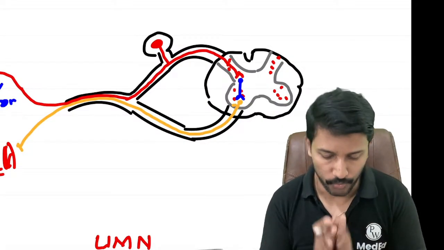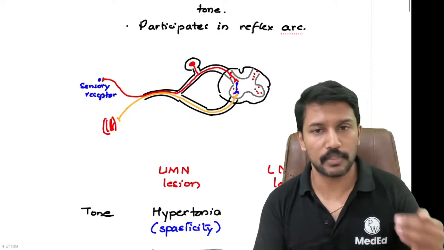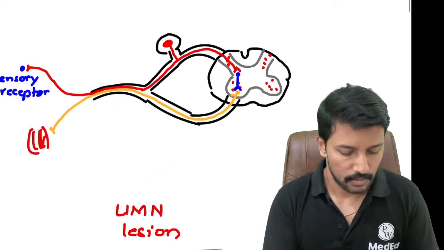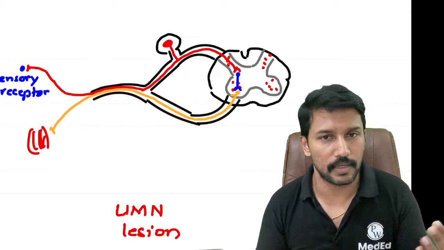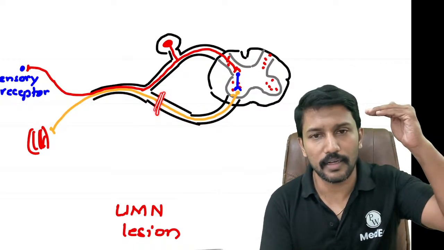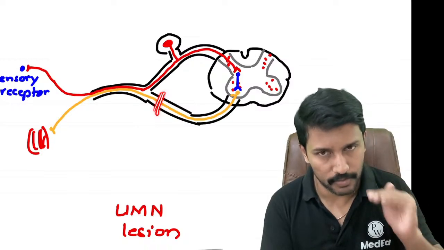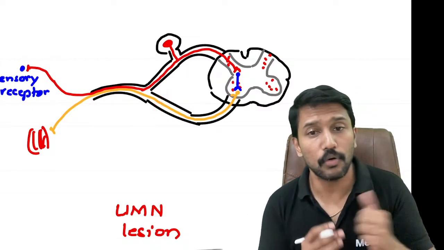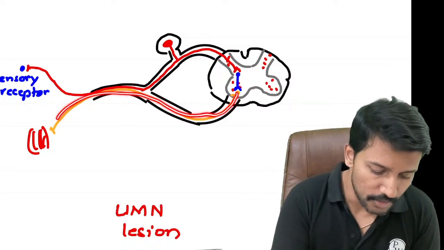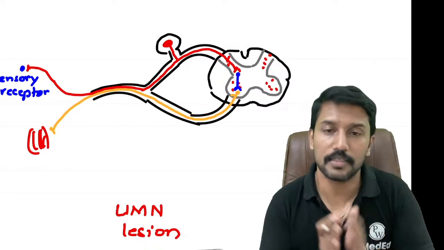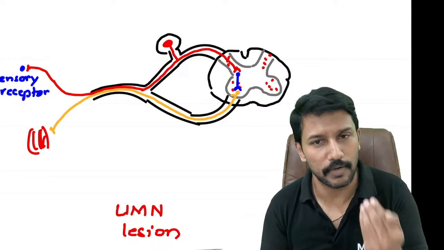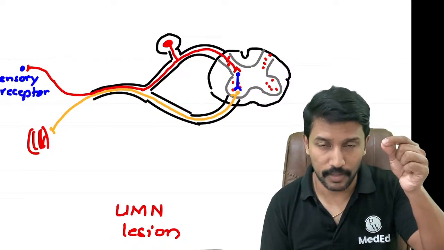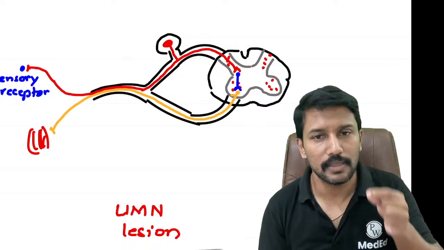Clear? Okay. So now if I do damage to the lower motor neuron, what will happen to the reflex? It is the lower motor neuron which is a part of the reflex arc. So if I damage it, the reflex will get diminished or depressed, or it may get absent. Then what about the tone? It is the lower motor neuron which is continuously sending the signal for the muscle to be in a partial state of contraction. No more signal, the muscle will not be able to maintain the tone. So whenever there is damage to the lower motor neuron, reflexes become diminished and the tone becomes diminished.